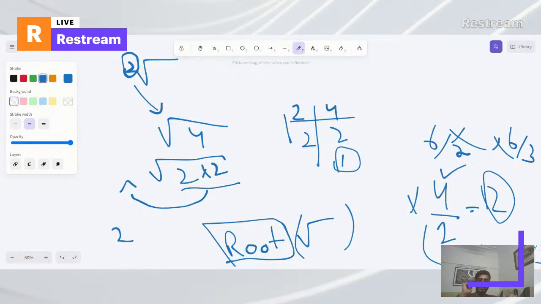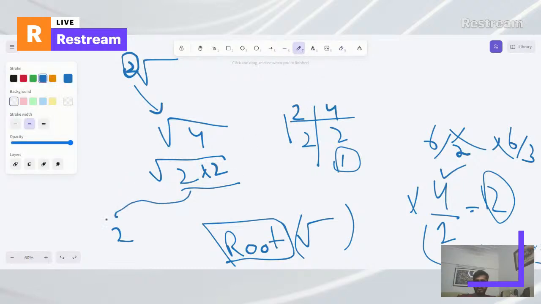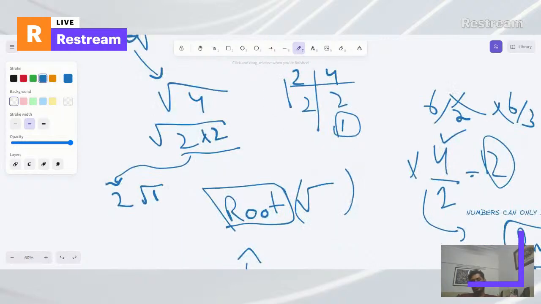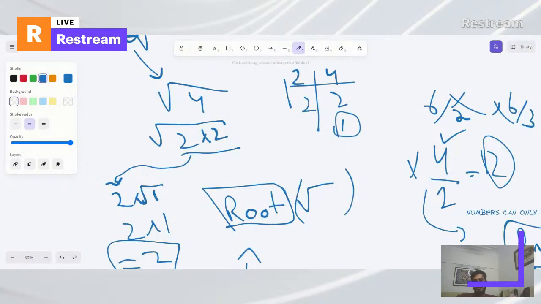So I'm taking one out like this. Okay, and what's going to be left? There's nothing left, just 1, right? So rule number one for roots says the root of 1 is always going to be 1. So it's 2 times root 1, that means 2 times 1, and the final answer would be 2. All right? Do you guys understand this?